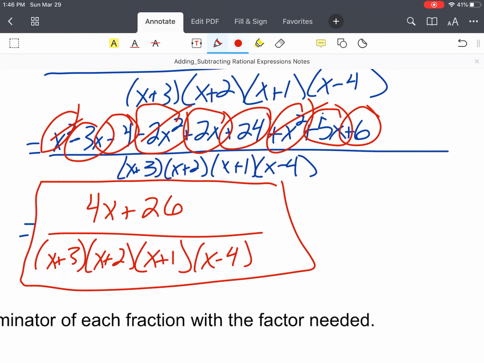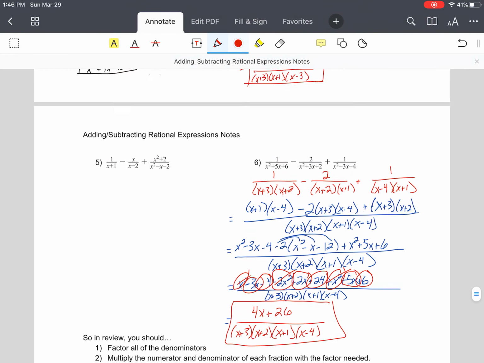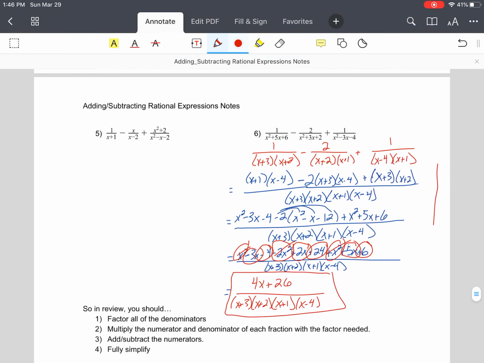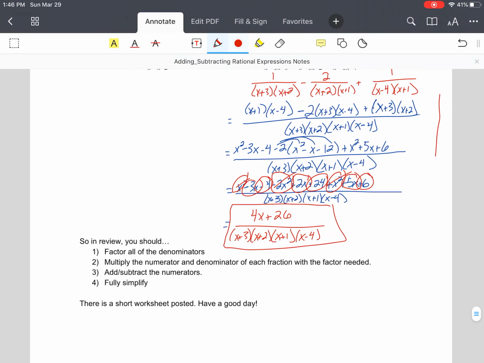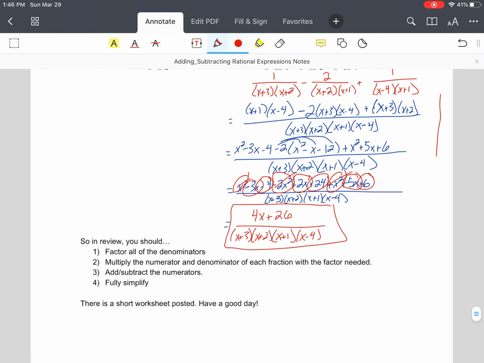I promise there's a reason for this, at least in terms of math. Probably not the real world, but we've had those discussions. Next time we are going to be solving equations, and you have to do this, usually on a smaller scale, but you have to do it. So if you need them, here are little steps for you. But if not, go on to the worksheet.